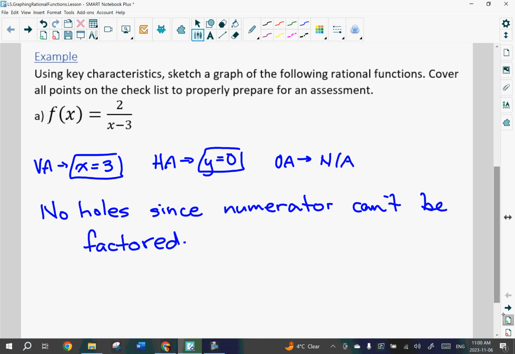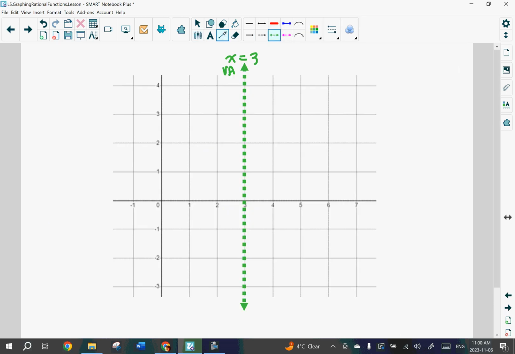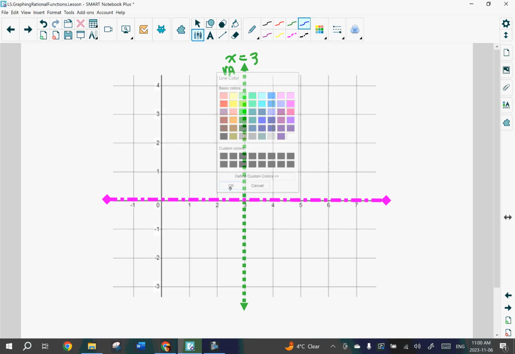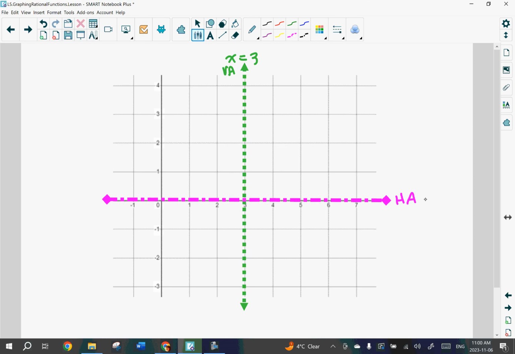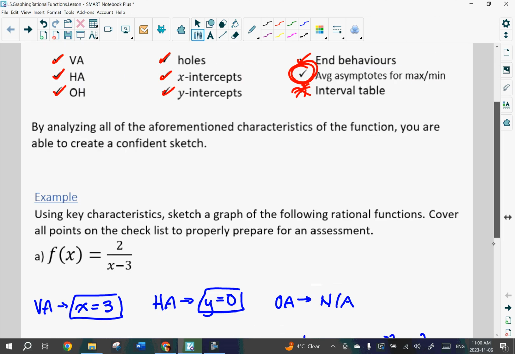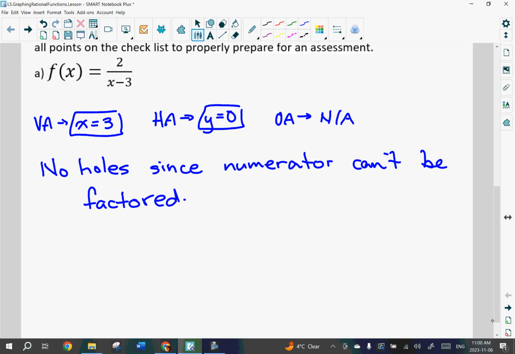Then horizontal asymptote y equals 0. Let's go, horizontal asymptote y equals 0. So I know one of the values we're going to be testing is 3 if we're less than or greater than. Okay, no holes, numerator can't be factored.